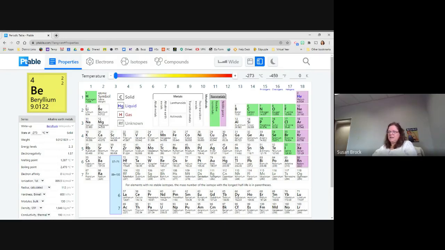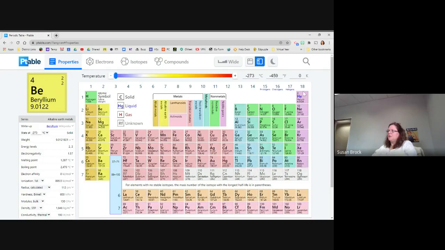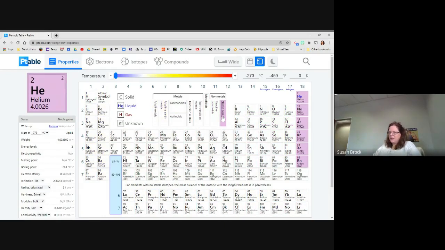So you see that metals take up most of the periodic table. That's what most elements are, metals. Now, these nonmetals here are in 2 groups. The first group you have to know, let's see, well, we're going to look at the noble gases.